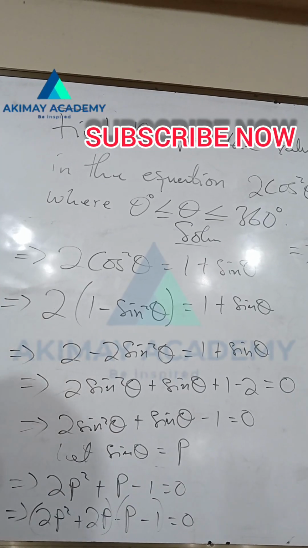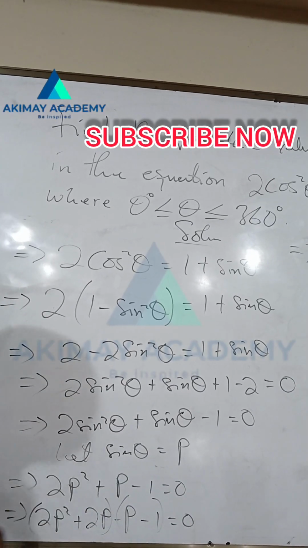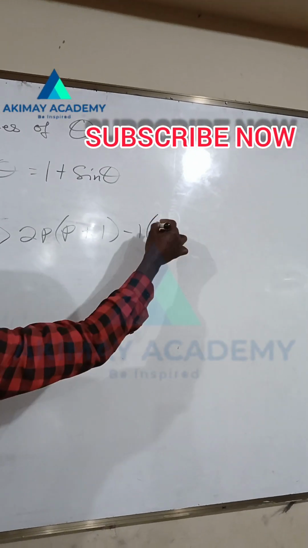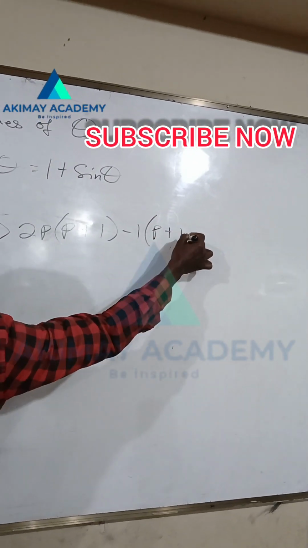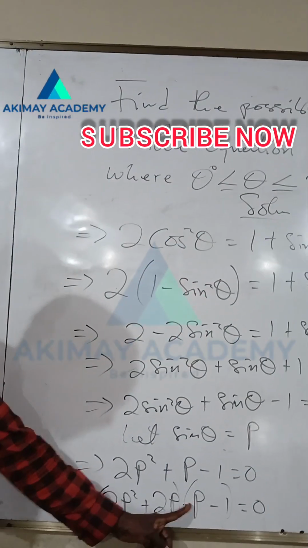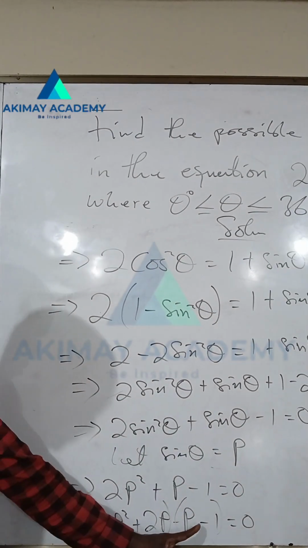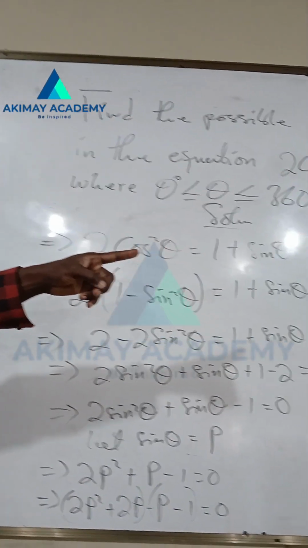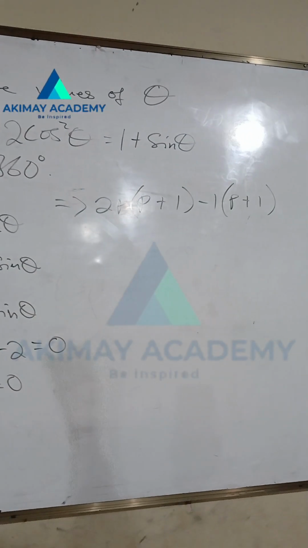So we can factor minus 1 out. So we are going to have minus 1, open bracket, p plus 1. Because when the minus 1 comes out, it means this sign over here becomes positive. So that is why we are having positive over there. So that's what we have.